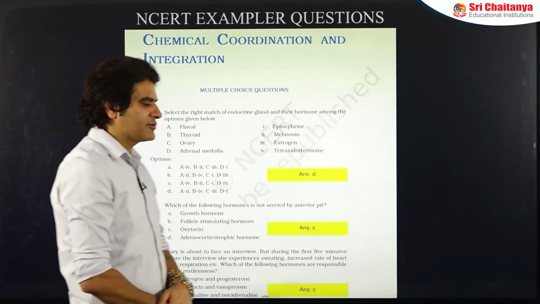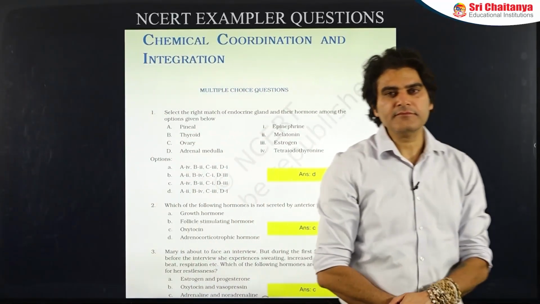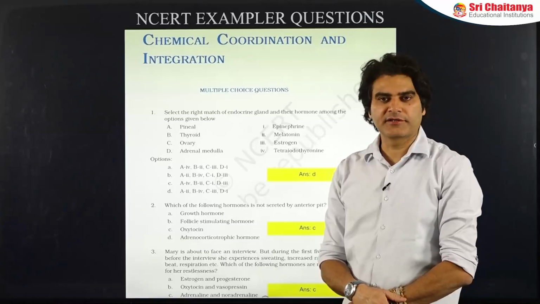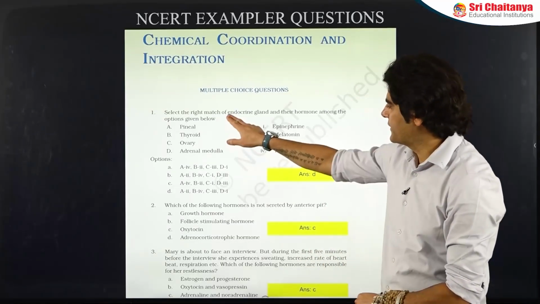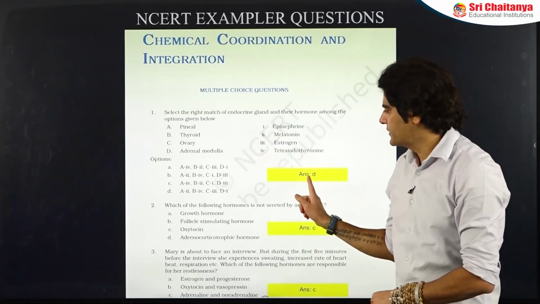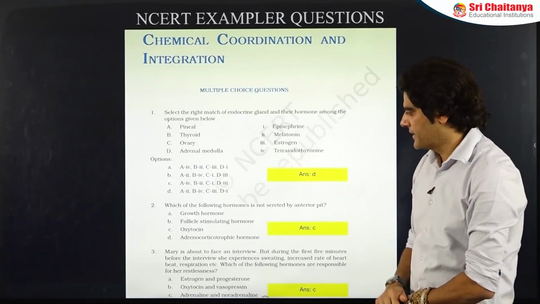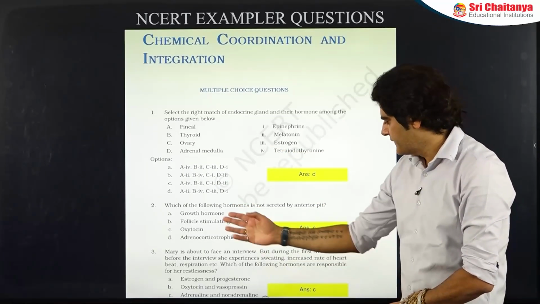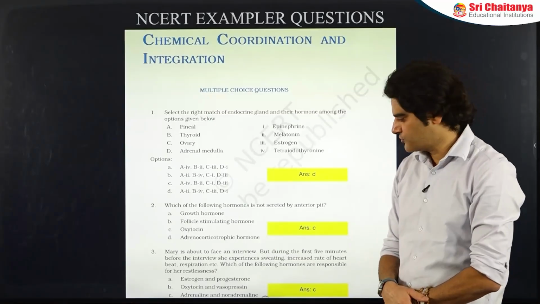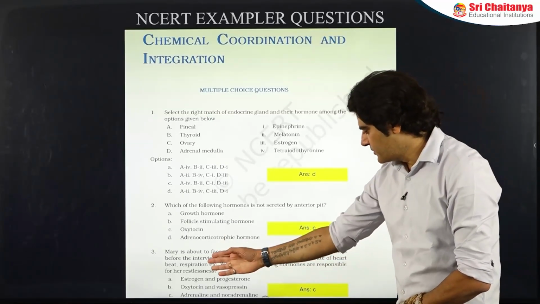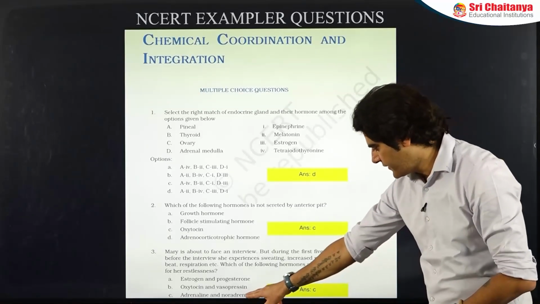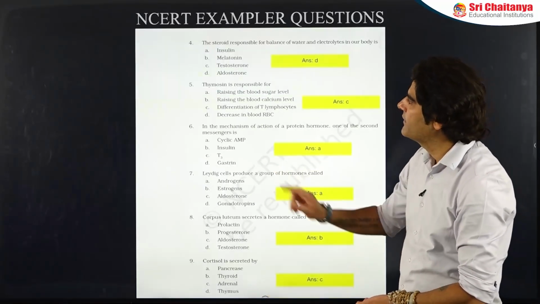Lastly, the exemplar questions from NCERT. Exemplar questions will also help us in a quick revision of whatever we have learned, like again a matching type of question with the correct answer given here after the matching. Which of the following hormone is not secreted by anterior pituitary? That would be oxytocin because that comes from posterior pituitary. Mary is about to face an interview. I told you restlessness, raised heartbeat, all that is because of adrenaline and noradrenaline.